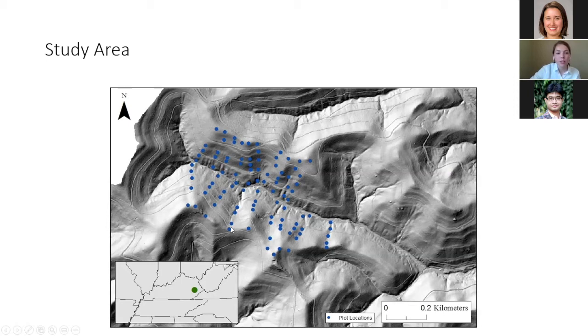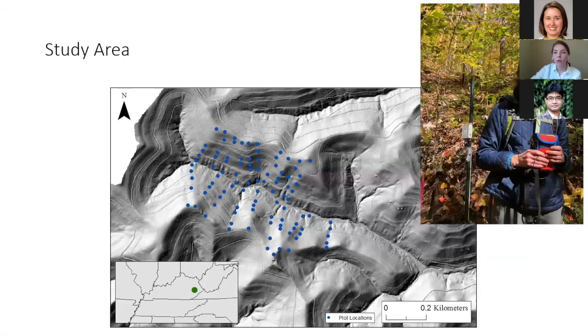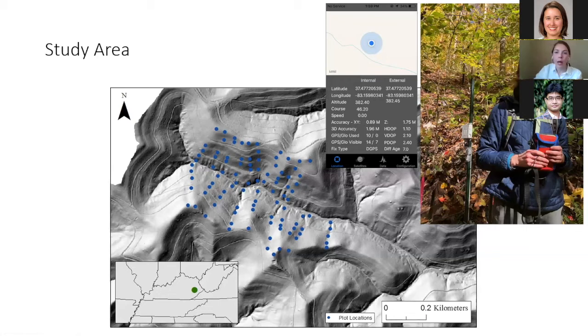We established these plots in late May of last year. And we recorded GPS coordinates using that really cool hat. All of our coordinates except for one, so 99% of them, had an accuracy of less than 1 meter, which was important since we're really looking at these GIS variables, so we care about the accuracy of the GPS unit.